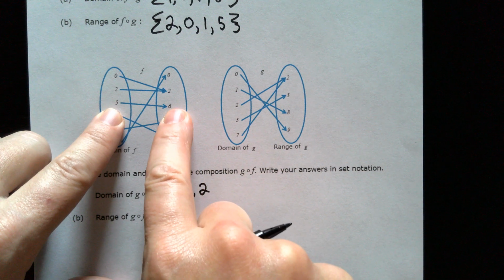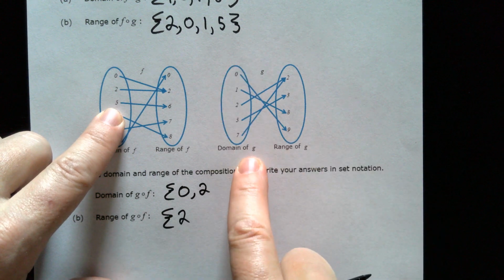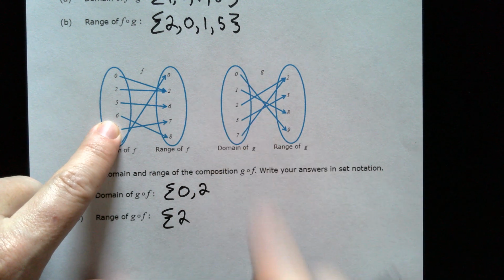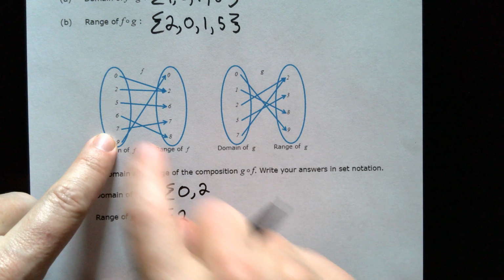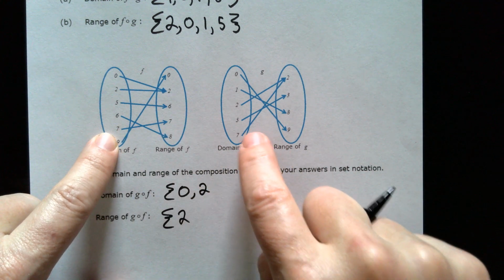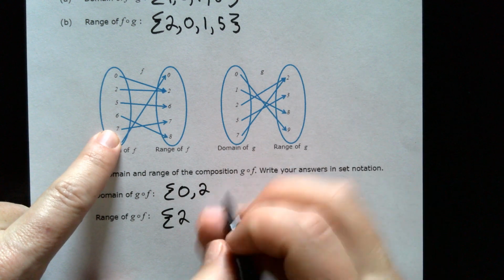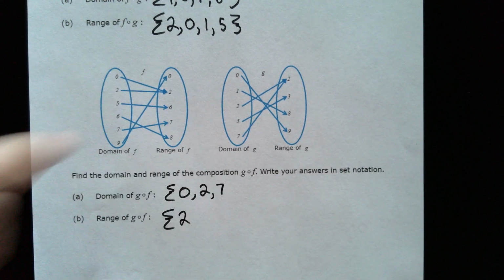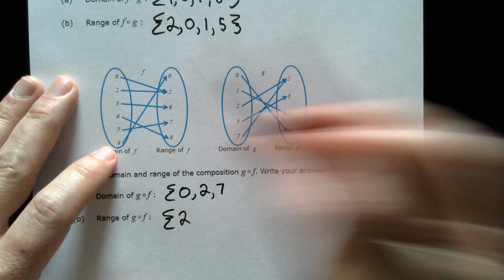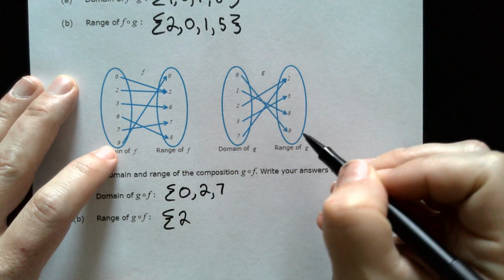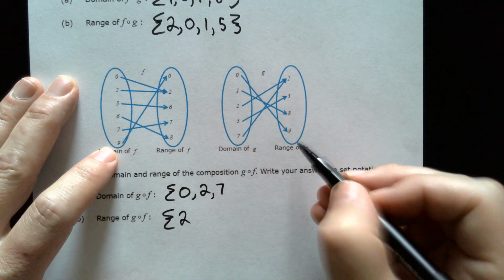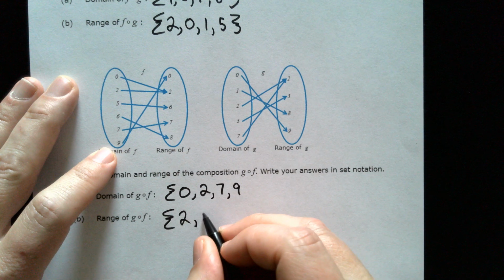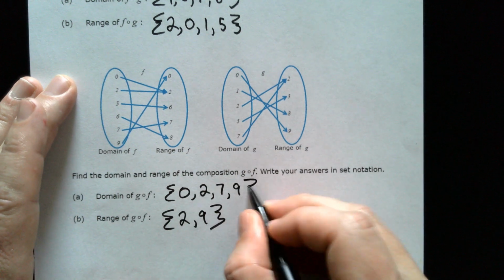5 goes to 6. There's no 6, so 5 is out. 6 goes to 8. There's no 8, so 6 is out. 7 goes to 7, and then 7 goes to 2. So 7 is in our domain, and 2 is in our range, but again, we don't need to write it again. 9 goes to 0. 0 goes to 9. So since 9 tracked all the way, it's in our domain. And what did it track to? 9. So 9 is in our range. And that's it.